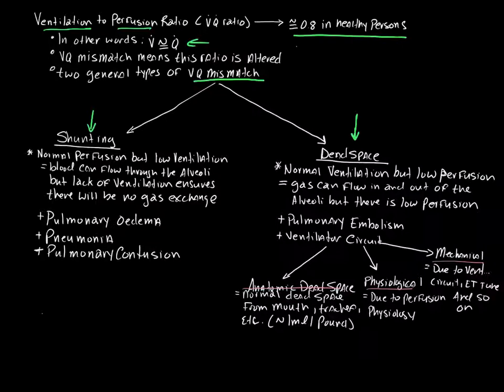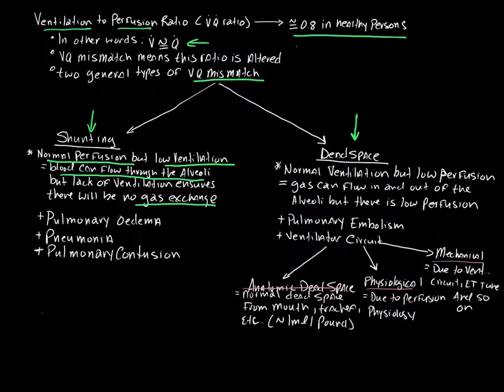So shunting means that we have what? Normal perfusion of the lungs. So blood's going through the lungs, but the lungs are not being ventilated. So what does that mean? That means that the blood can flow through the alveoli, but there will be no gas exchange. So the blood basically goes from the right side of the heart to the left side of the heart without being oxygenated. That's the best way of looking at shunting.